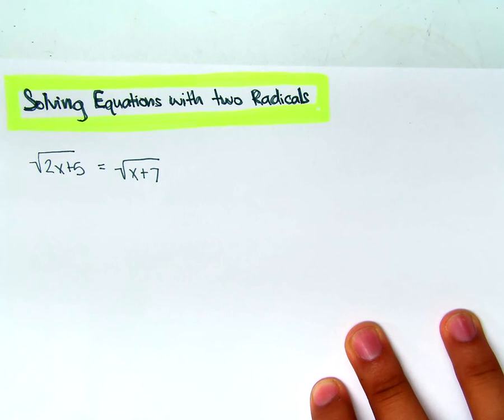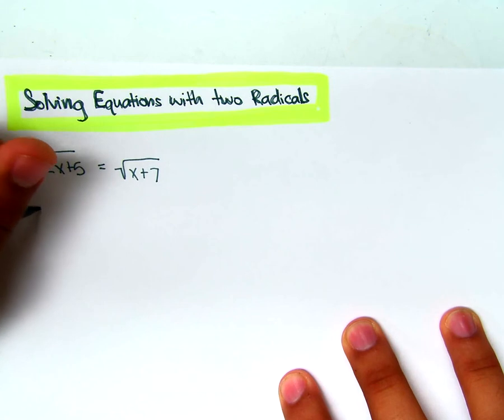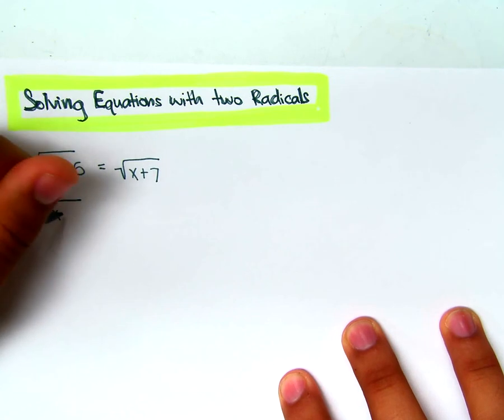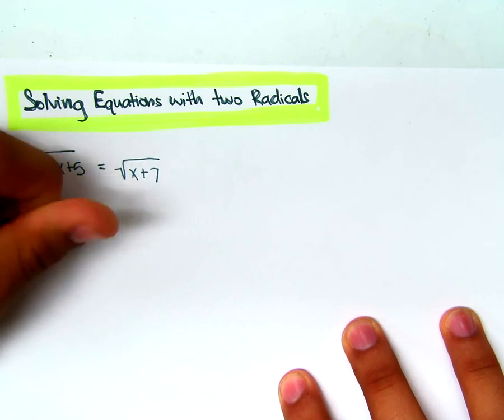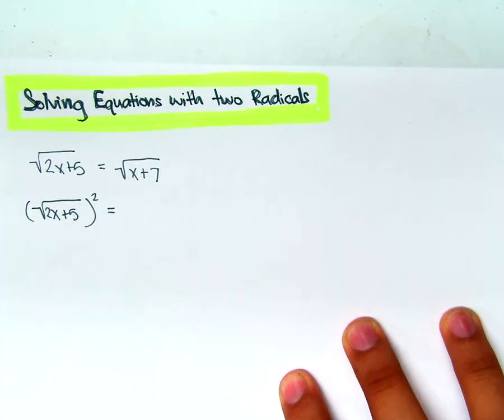So to get rid of this radical, we have to do the opposite operation, and this is going to be a lot similar to what we did on Friday. The opposite operation of a root is a power, and this is root 2. So we want to take the square root of 2x plus 5, but take that to the power of 2. We want to square it to get rid of the radical. And what we do to one side, we have to do to the other.